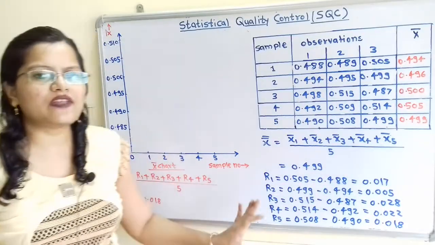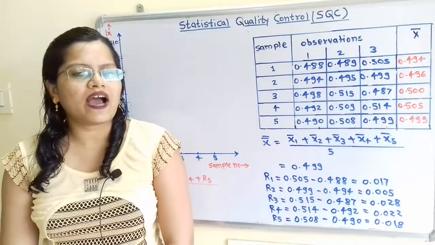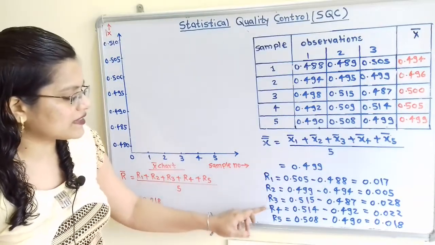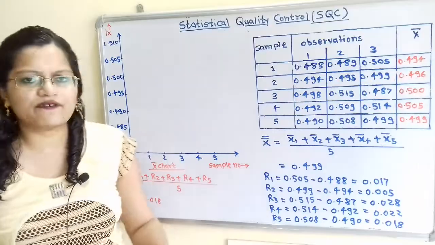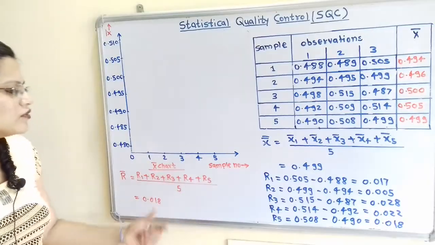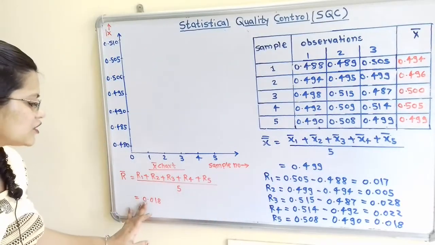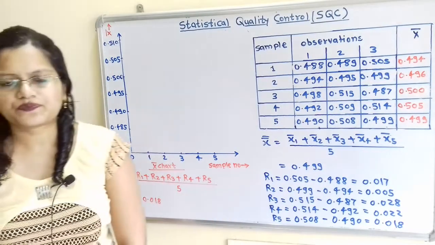Now from these values we can calculate the value of R bar, that is equal to R1 plus R2 plus R3 plus R4 plus R5 divided by 5. When we add all these values and divide by 5, the answer is 0.080.